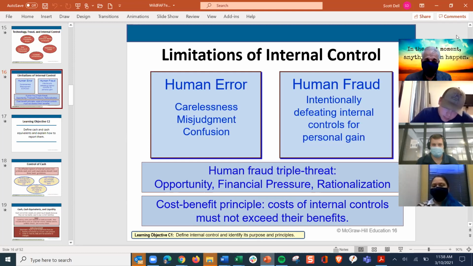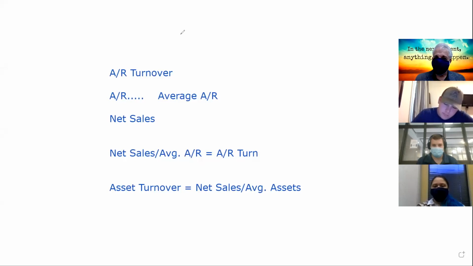So I'm going to talk about this human fraud triple threat. Okay, we call it the fraud triangle. I'll draw the picture. Opportunity, financial pressure, and rationalization. So let's go ahead and let's do a whiteboard. And let's do that picture. We're going to clear the screen. Let's draw it here. Okay, so we're going to draw a triangle. Right? And let's go ahead and type in a couple of things on that triangle.